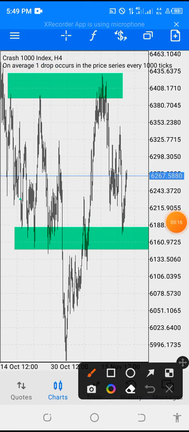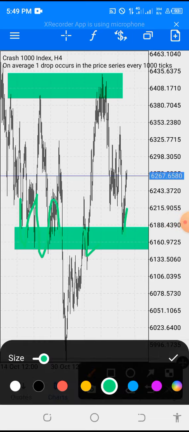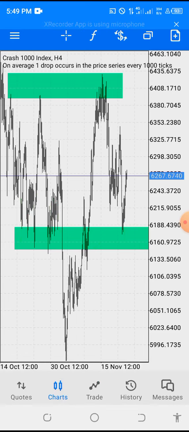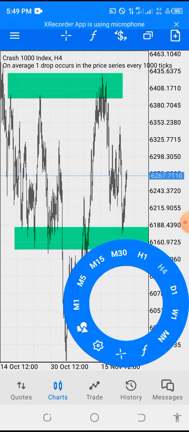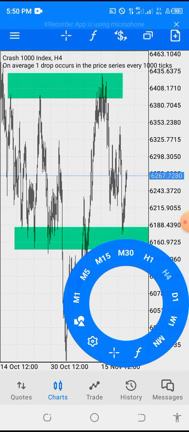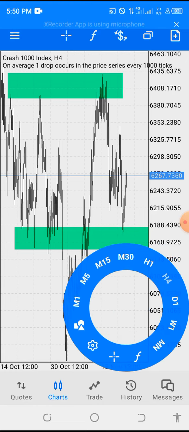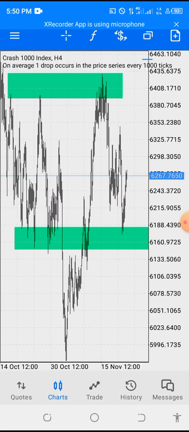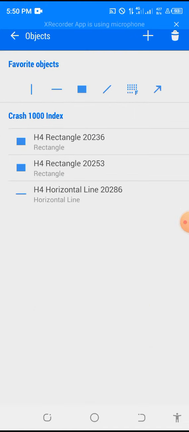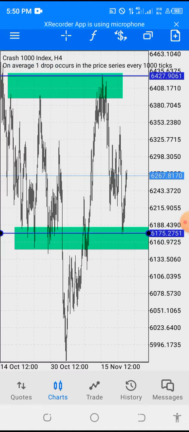As you can see, price got here, bounced back, got here, bounced back, got here, bounced back. Now the same thing here. Let me change this color. Okay, good. So we have our support zone here. So where is the highest point that price last reached before reversing? Let's use the horizontal line to mark it out. This is the highest point price reached before coming down, and this is the lowest point price reached.